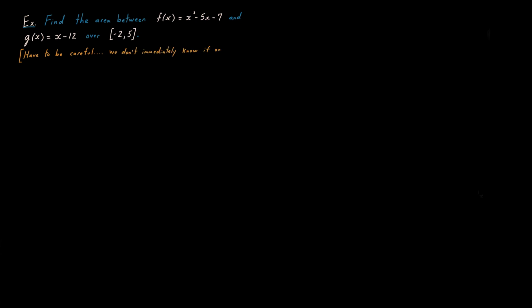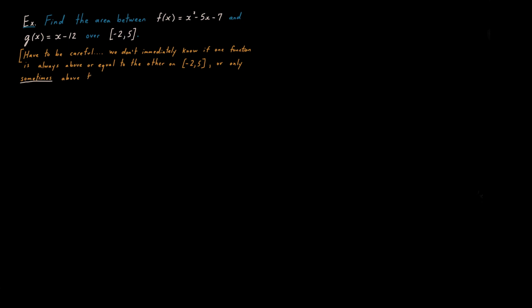Alright, another example. Let's switch it around just a bit. Find the area between, let's have another parabola, x squared minus 5x minus 7, and a nice linear fella, x minus 12. Find the area between those two graphs over the interval -2 to +5. Now we have to be careful because, off the top of my head, I don't know which one of these is always above the other, or maybe if one is only sometimes above the other on this interval. So we've got to do some interval testing.